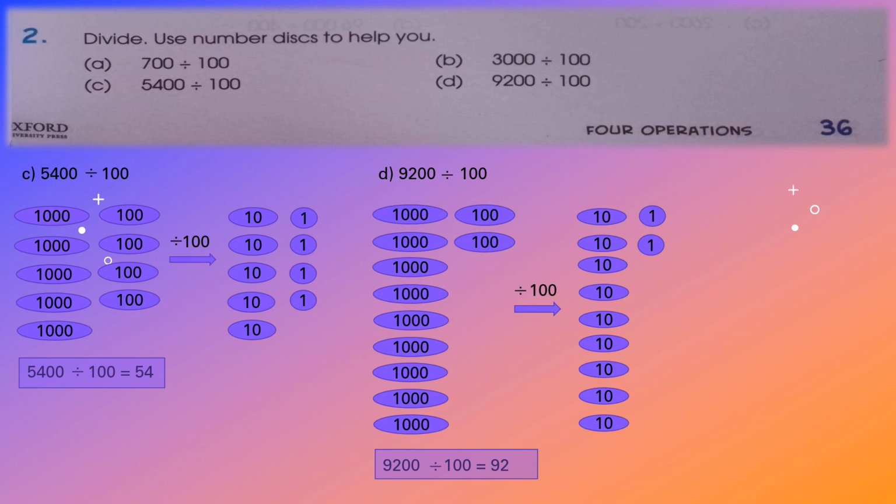For part D, we have 9200 divided by 100. For 9200, we have 0 ones, 0 tens, 200 discs and 9 discs of 1000. After division by 100, we have 9 discs of 10 and 2 discs of 1. So our answer is 92.